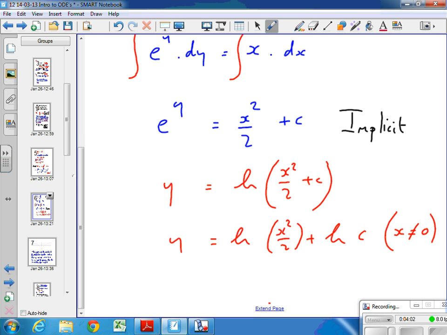Because you can't have the natural log of 0 effectively. You wouldn't necessarily know unless you realise that the natural log of 0 is undefinable. If you type the natural log of 0 into your calculator, you'll see that it won't do it. You get a math error.